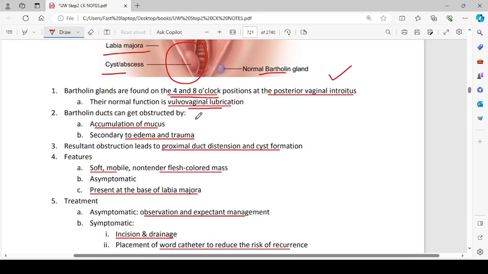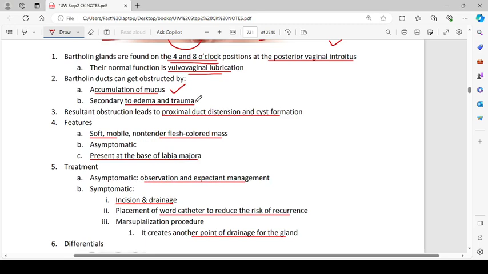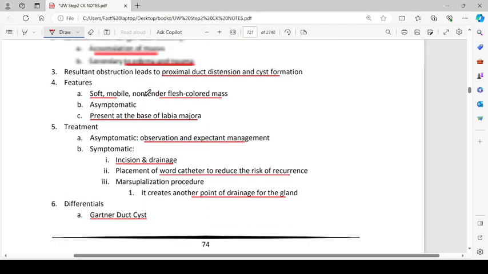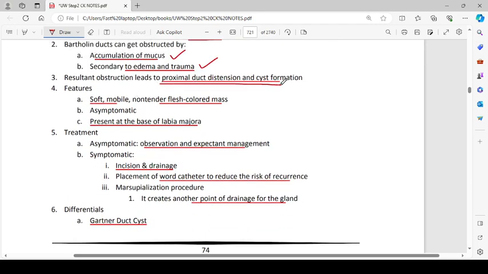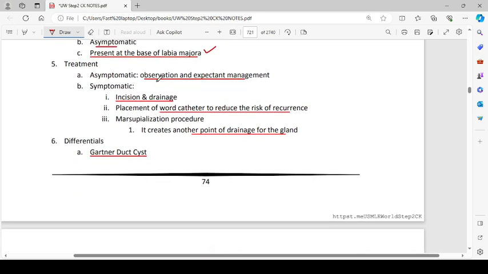Bartholin ducts can be obstructed by accumulation of mucus, secondary to edema and trauma. Resultant obstruction leads to proximal duct distension and cyst formation. Features are a soft, mobile, non-tender, flesh-colored mass, usually asymptomatic, at the base of the labia majora. Treatment if asymptomatic is observation and expectant management. If symptomatic, incision and drainage with placement of a Word catheter to reduce the risk of recurrence.